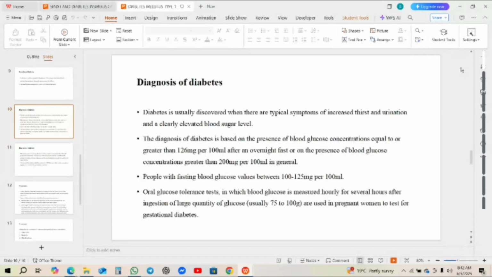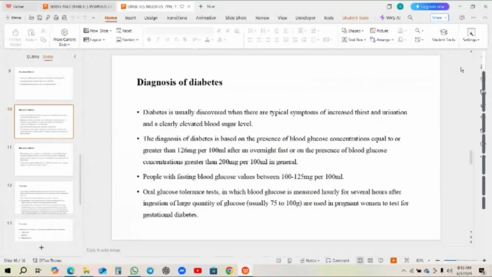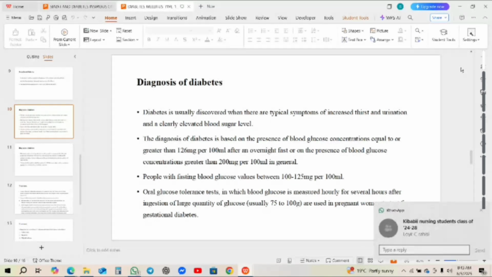Diagnosis of diabetes. Diabetes is usually discovered when there are typical symptoms of increased thirst and urination and a clearly elevated blood sugar level. The diagnosis is based on the presence of blood glucose concentrations equal to or greater than 126 milligram per 100 ml after an overnight fast, or on the presence of blood glucose concentrations greater than 200 milligram per 100 ml in general.